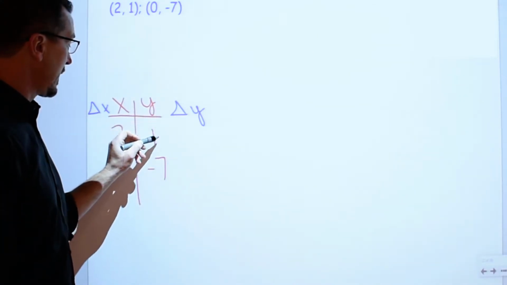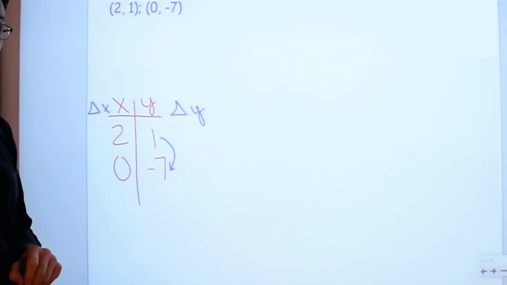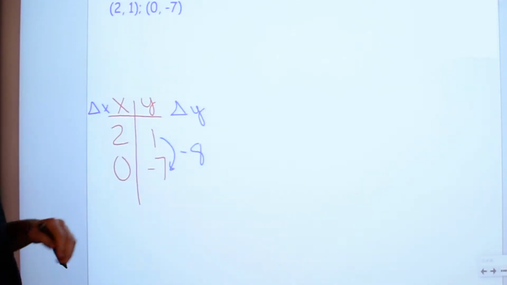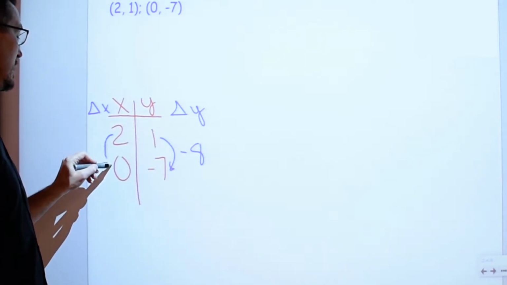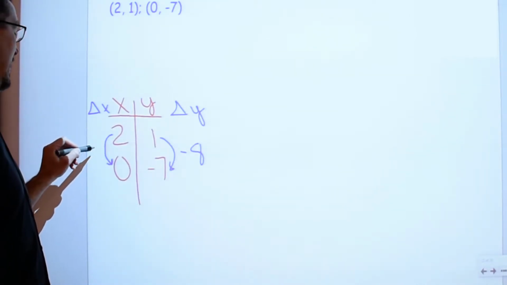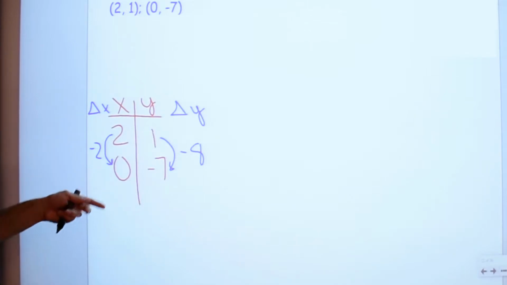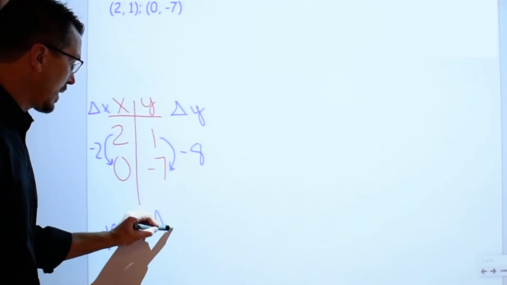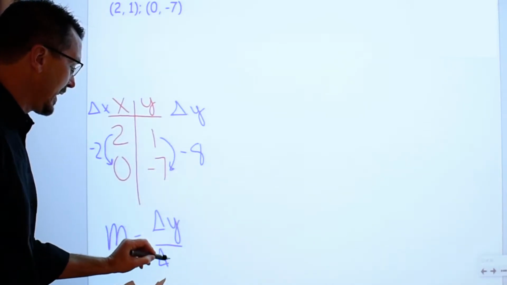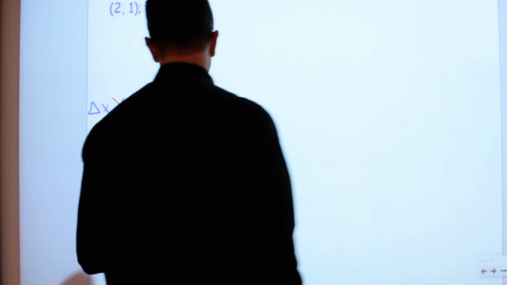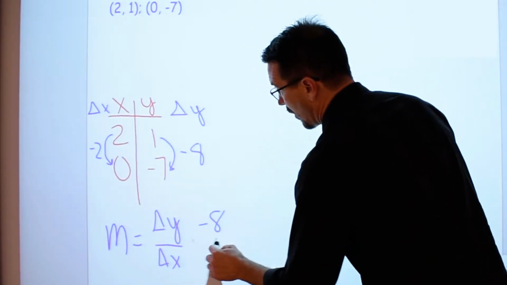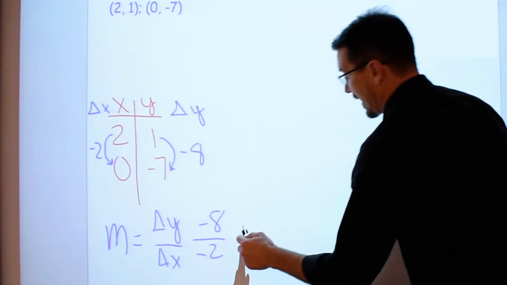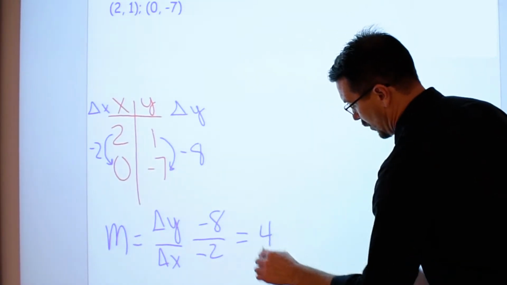So the change in the y is from 1 to -7, which is a -8, right? And then from 2 to 0 is a -2. So I minus 2 and I minus 8. To find my rate of change, or my slope, you take the change in y over the change in x, the rise over the run. So that's going to be -8 over -2. And a negative divided by a negative is a positive, and 8 divided by 2 is 4. So my slope is 4.